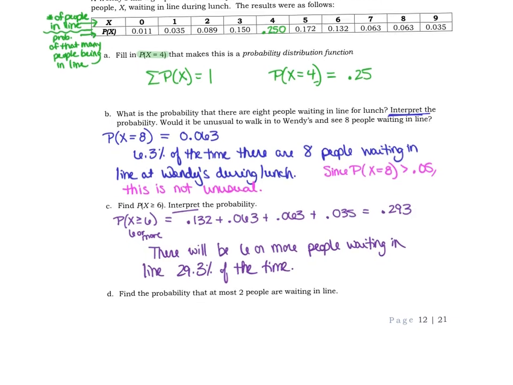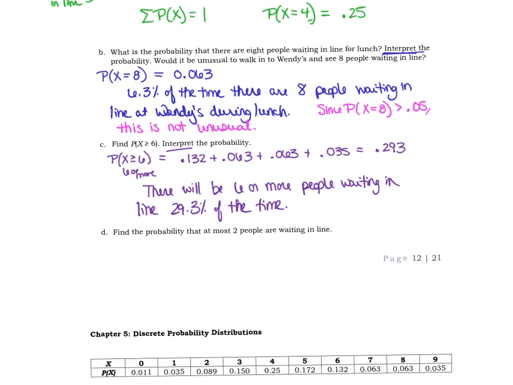Okay, continuing on to question D. Find the probability that at most 2 people are waiting in line. Now this is one of those where we have to understand what at most 2 means. At most 2 means a maximum of 2 people. So we want to find the probability that X is less than or equal to 2, that there are 2 or fewer people waiting in line. So we want to add the probability that no one is waiting, 0.011, plus 1 person, 0.035, plus 2 people, 0.089, for a grand total of 0.135.